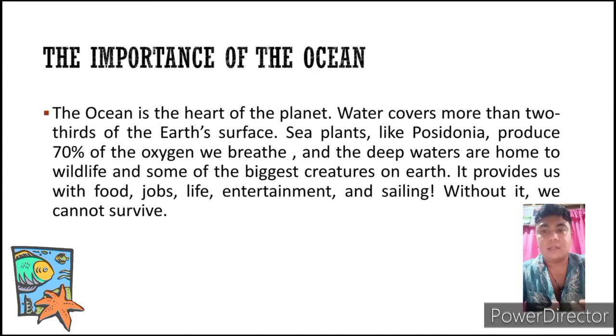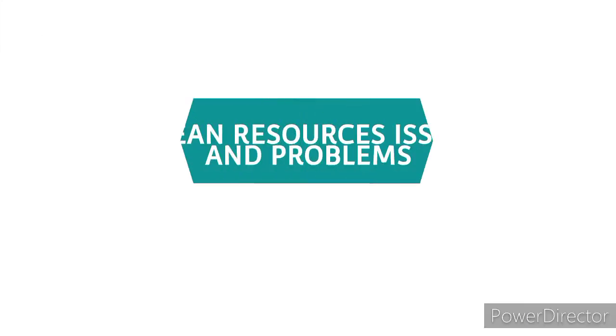Sea plants like Posidonia produce 70% of the oxygen we breathe, and deep waters are home to wildlife and some of the biggest creatures on Earth. It provides us with food, jobs, life, and entertainment. Without it, we cannot survive.